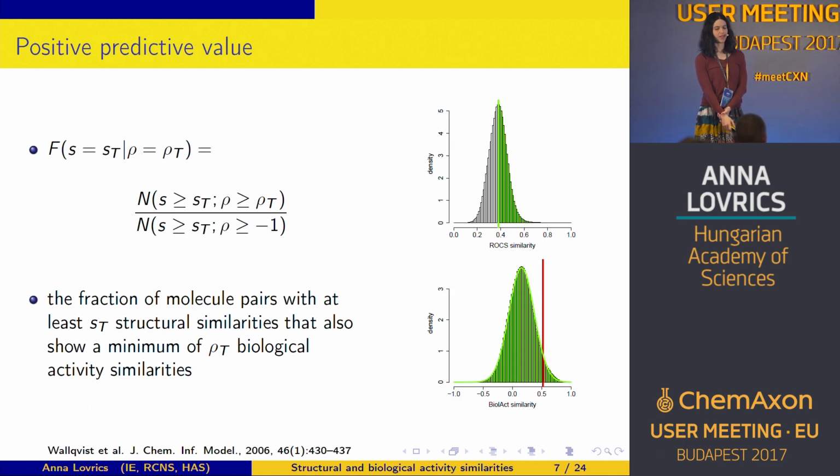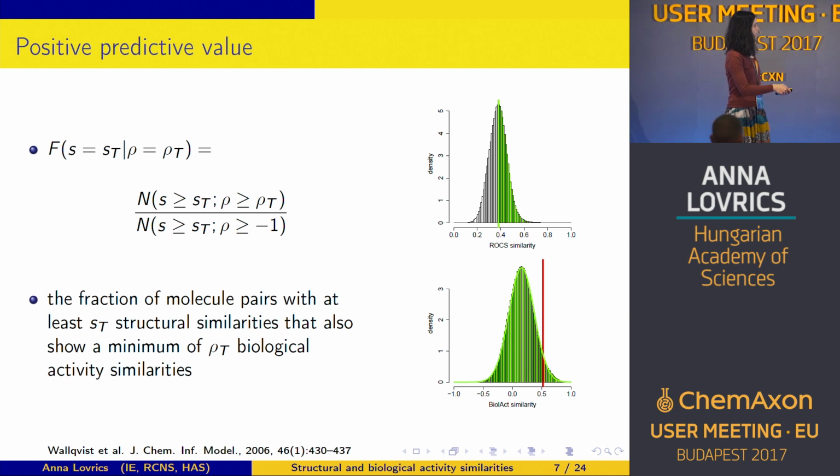So back to the original question, we are interested how well structural similarity may predict the biological activity similarity, which is a general question, of course, and many works have been done around this question. And one way to assess this is to look at the positive predictive value. It can be defined as the fraction of the number of molecules that are both structurally and biologically similar to each other, divided by the number of molecules which are structurally similar to each other.